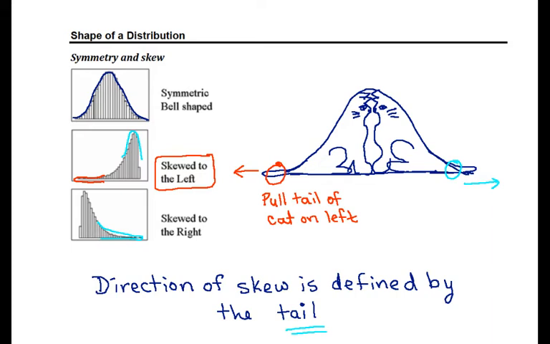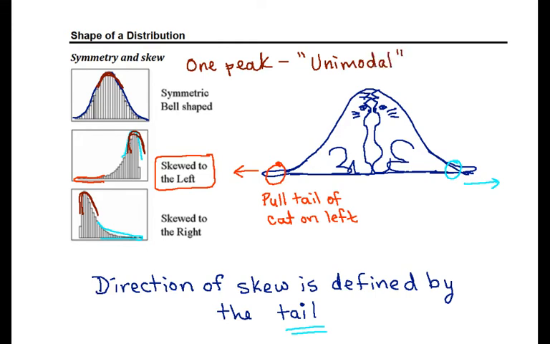Now, symmetry and skew aren't the only things we talk about in shape of a distribution. All three of these have one peak. This has one peak right in the middle. This one has one peak over here to the right. This one has one peak over here to the left. And if these have one peak, we refer to these as what we would call unimodal. The number of modes is the number of peaks.